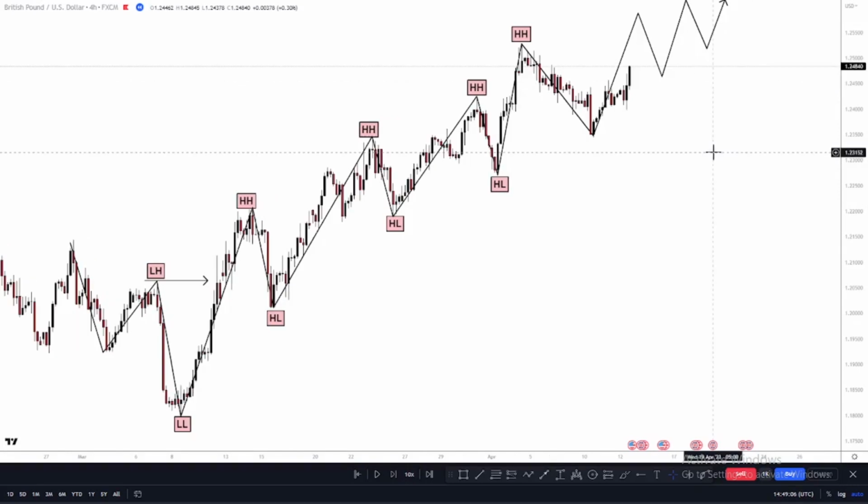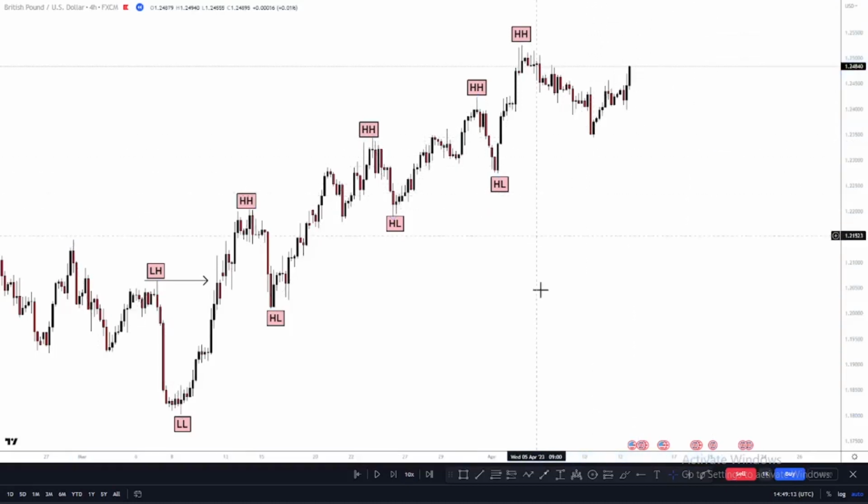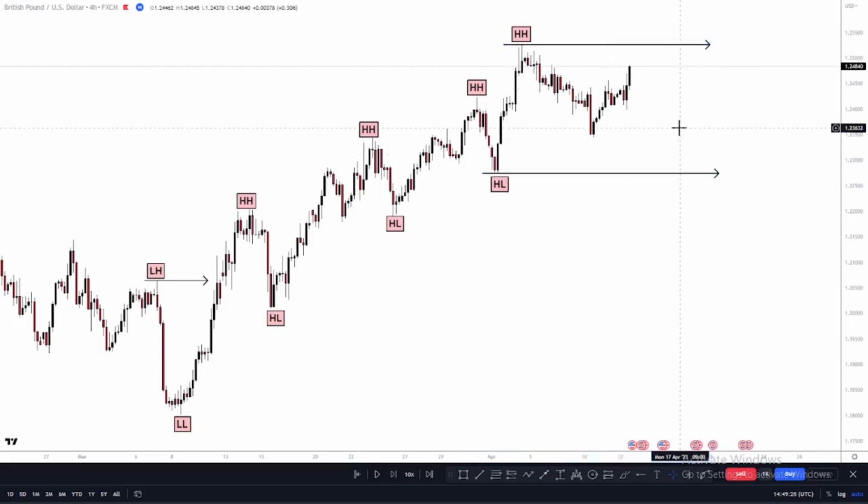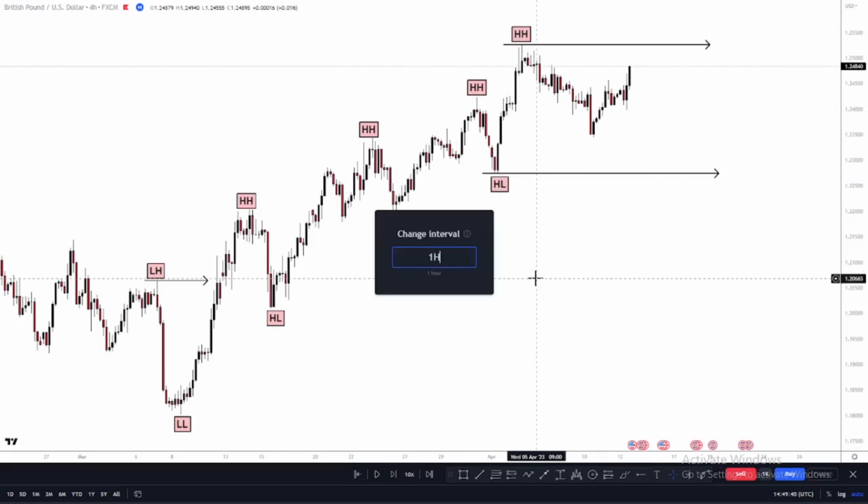But before we go down to our H1 time frame for our entries, what do we realize? We realize that the market is trading between this higher low and this higher high. That's what we realize, that the market is trading between this higher low and this higher high. All right, so now let's go to our H1 time frame to get an entry so we can also ride the trend. All right, good.